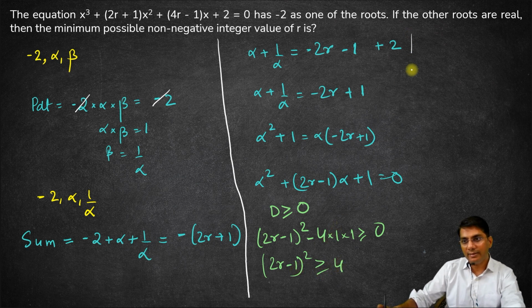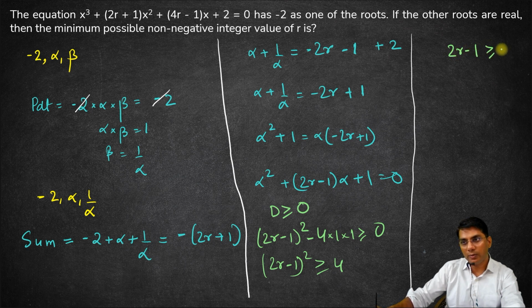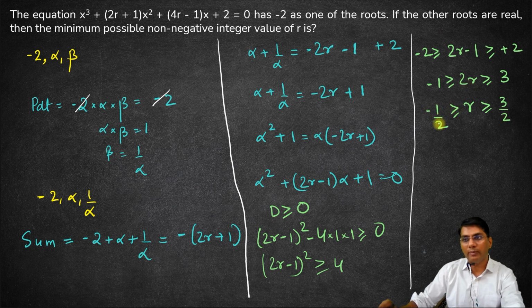Now if (2r minus 1) whole square is greater than or equal to 4, taking square root we get 2r minus 1 should be greater than or equal to the positive square root of 4, or less than or equal to the negative square root of 4. Okay? Negative square root of 4 will be minus 2. So solving this, we have 2r should be greater than or equal to 3, and solving this we have 2r should be less than or equal to minus 1. Dividing by 2 we get r should be greater than or equal to 3 by 2, or r should be less than or equal to minus 1 by 2.